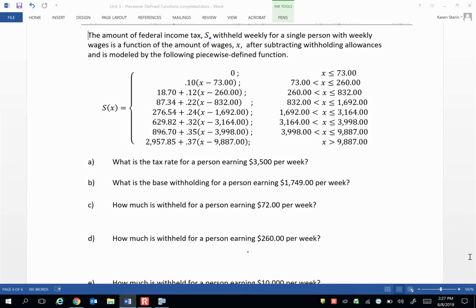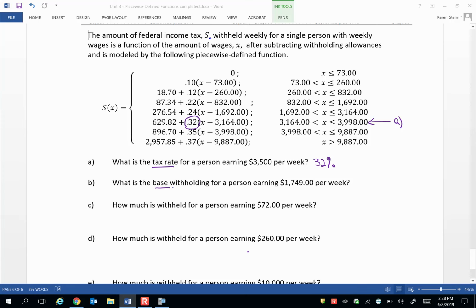The first few are just to get us familiar with what this model is and what its pieces and parts consist of. So part A, what is the tax rate for a person earning $3,500 per week? Well, remember, that's our variable X, so we go to the piece where we can figure out what we need to answer this question. So 3,500 is between these two values. So going to the function, we just need the percent here. So that's 32%. So that's the tax rate.